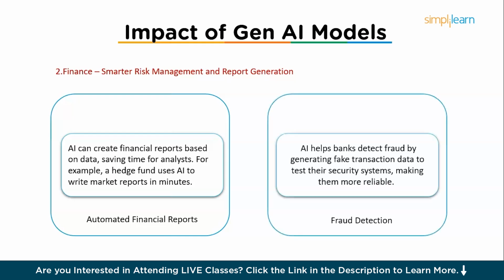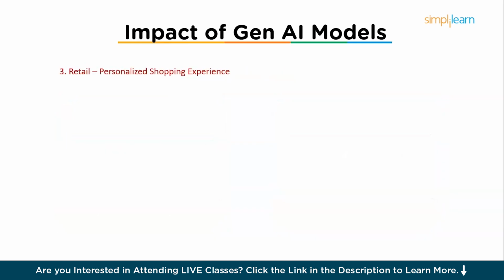Then we have fraud detection. So AI helps banks detect fraud by generating the fake transaction data to test their security systems, making them more reliable. So for instance, MasterCard uses AI to create realistic transaction data to improve their fraud detection system. So now moving on to the third, we have retail, and that is the personalized shopping experience.